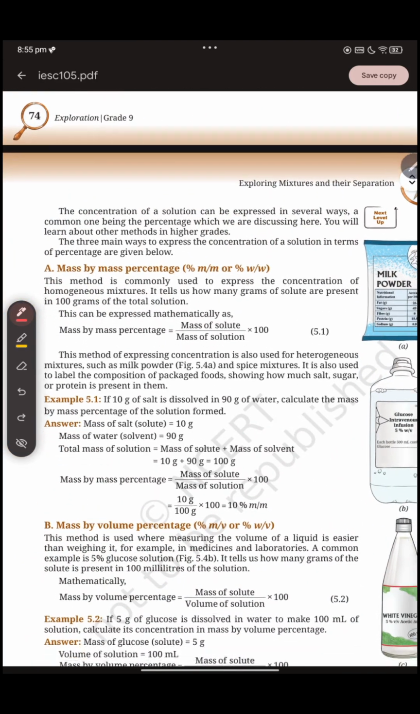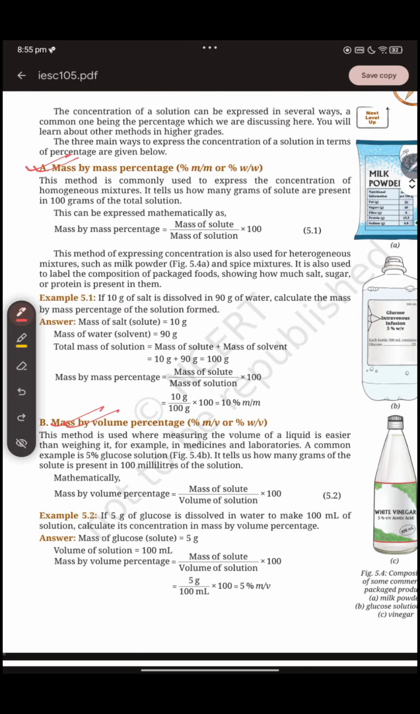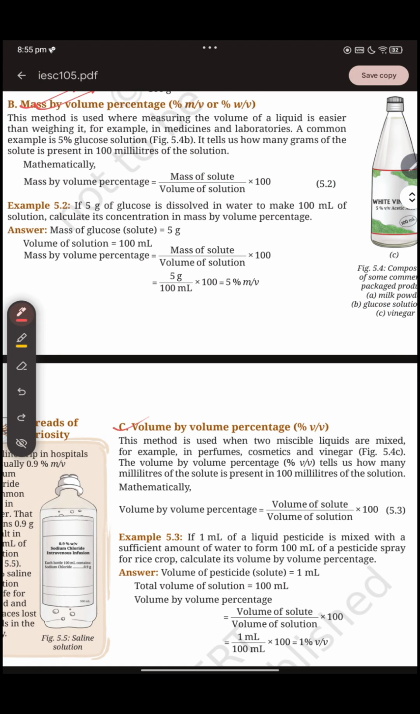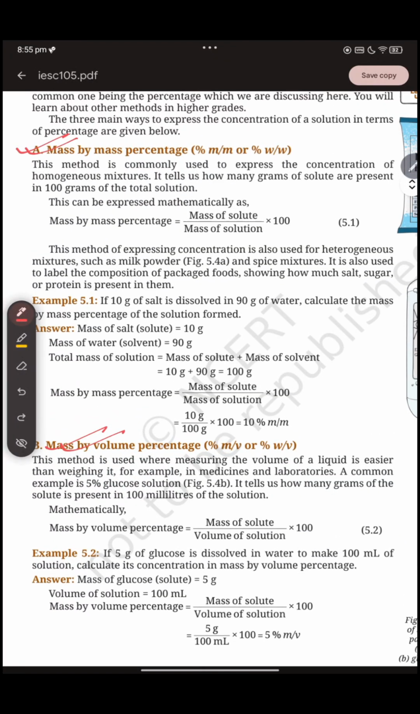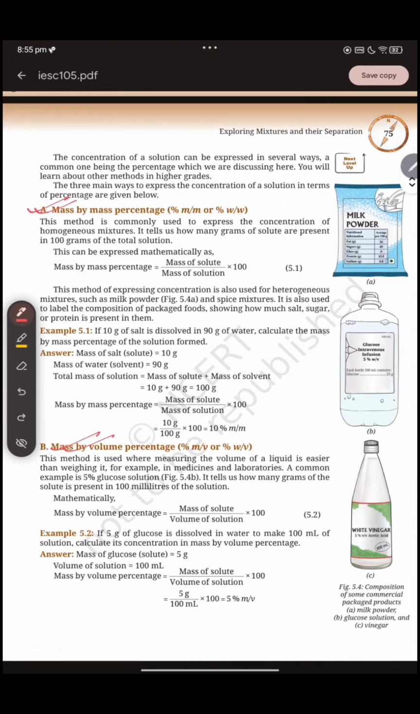They are expressed as mass by mass percentage, mass by volume percentage, and volume by volume percentage. So let us see one by one. Mass by mass percentage means mass of any substance in the solution divided by total mass of the solution into 100. That is mass by mass percent.